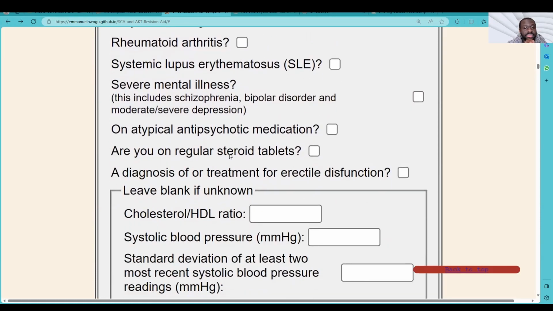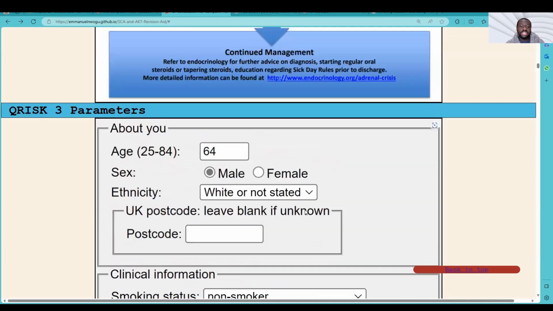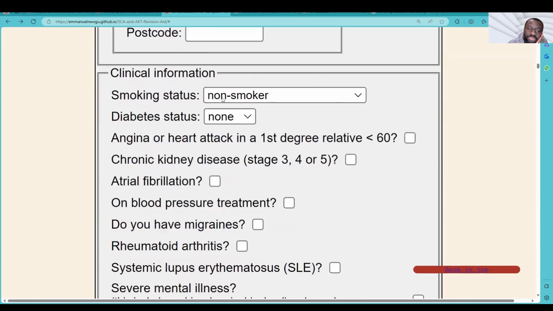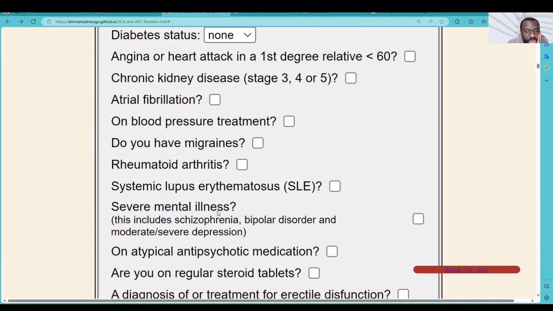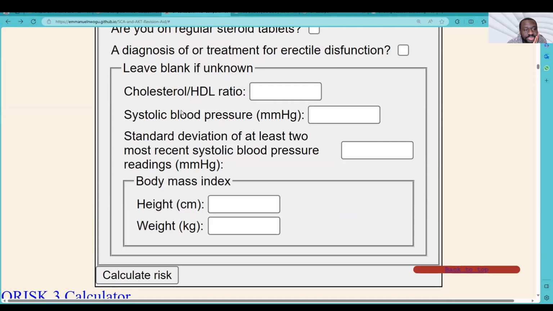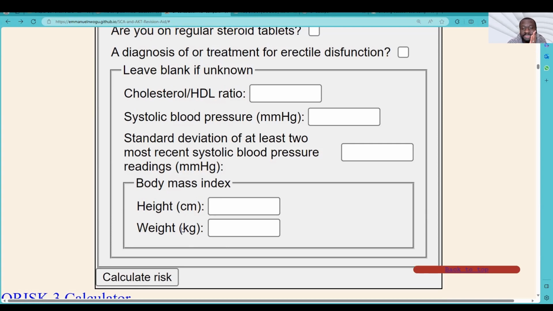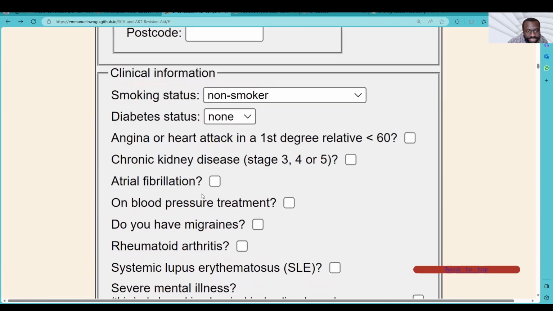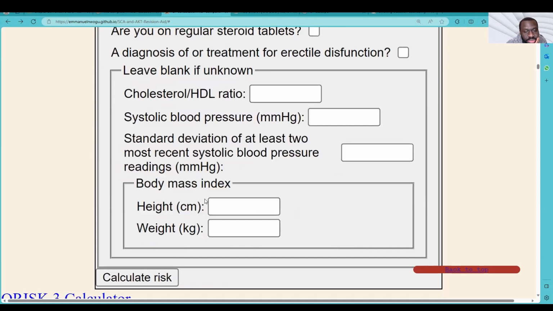If they are on regular steroid tablets, they have a diagnosis of erectile dysfunction. So it's just good to know when you're doing your cardiovascular risk assessment, you need to be knowing the things that actually can affect the patient's cardiovascular risk. So CKD, smoking, obesity obviously is there because of BMI, so cholesterol level, being overweight or obese will also increase that. So you need to be knowing these things when you're doing your cardiovascular risk assessments.